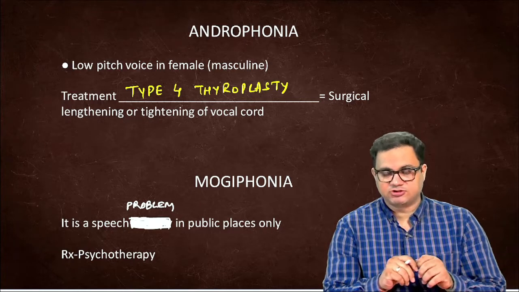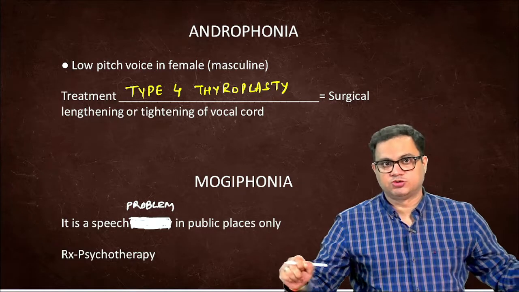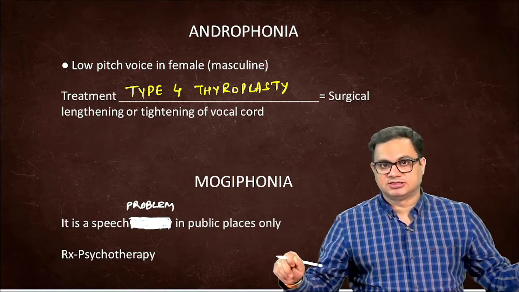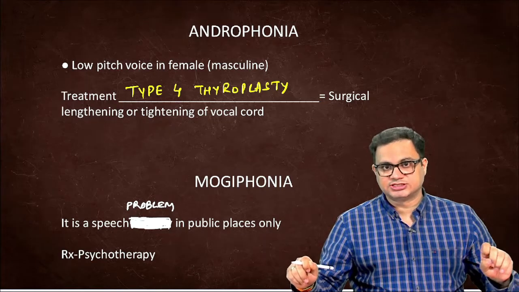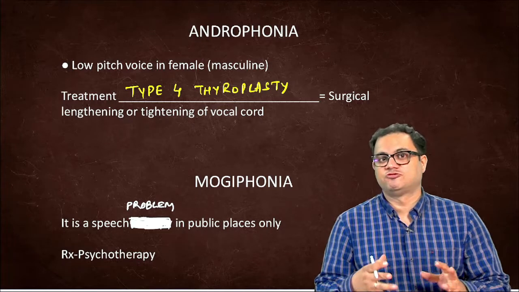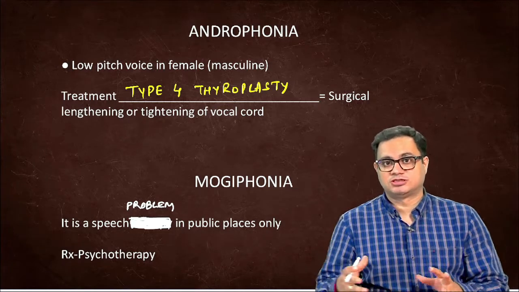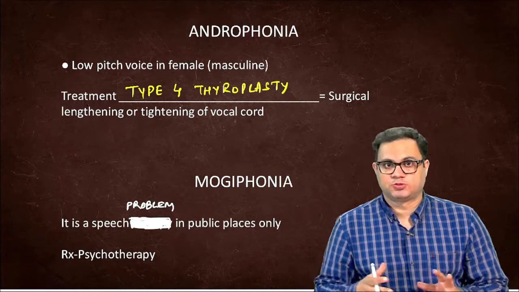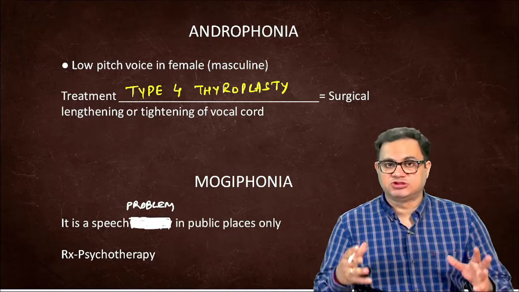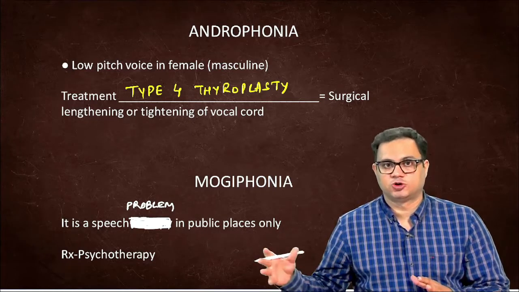Suppose, imagine a guitar string. So when you stretch the guitar string, you are doing the lengthening, you are doing the tightening of that string. So when you tighten it and touch it, you will get a high pitched note. So similarly in androphonia also we are doing the same thing. We are lengthening or tightening the vocal cord. This is known as type 4 thyroplasty. So always remember, in a puberphonia case, we are doing a type 3 thyroplasty, whereas in an androphonia case, we will be doing a type 4 thyroplasty.